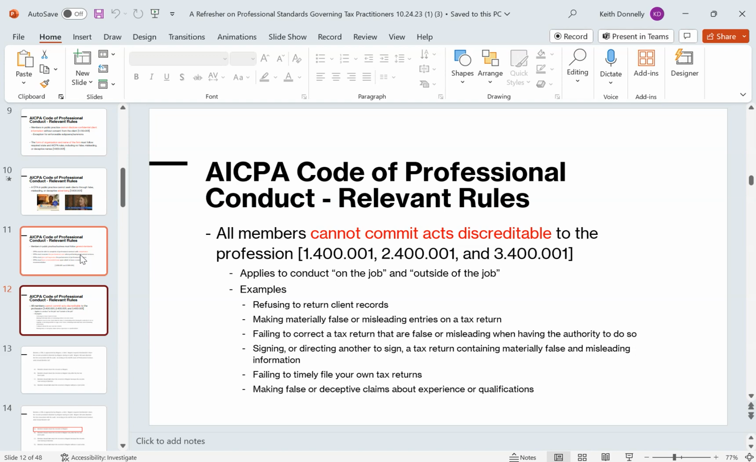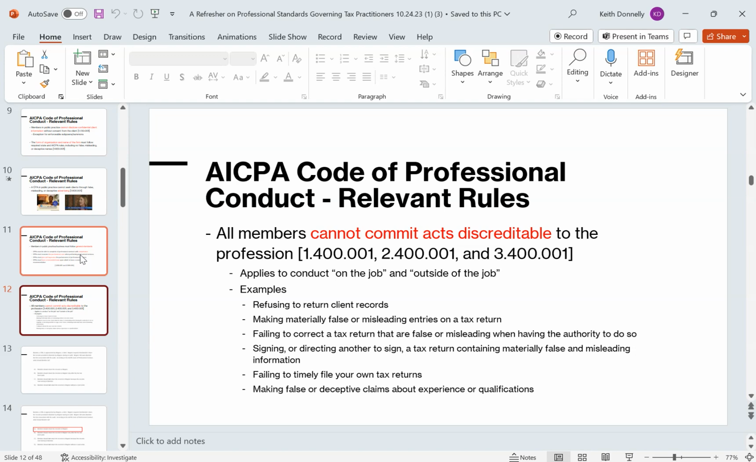Hey, you forgot to file that, or it's April 16th, you have just committed an act discreditable. Likewise, any kind of mid to high level crime is going to be an act discreditable. You get a DUI, right? You do this, even bigger ones, right?